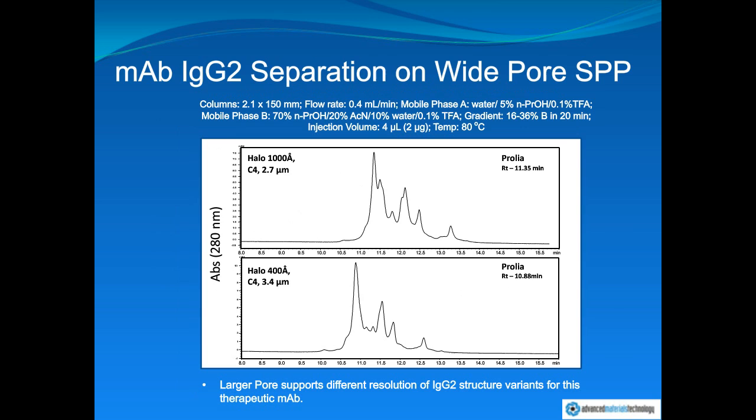When we look at the 400 versus the 1000 angstrom pore size material, we get a slightly different pattern. We think the 1000, when you get up to a sample this large and complex, large in terms of molecular weight and complex in terms of the number of disulfide variants, it makes sense to us that we are resolving, in fact, more materials on the 1000 angstrom pore size, and that is the material and separation that we're using to further characterize that rather complex mixture of IgG2 variants.